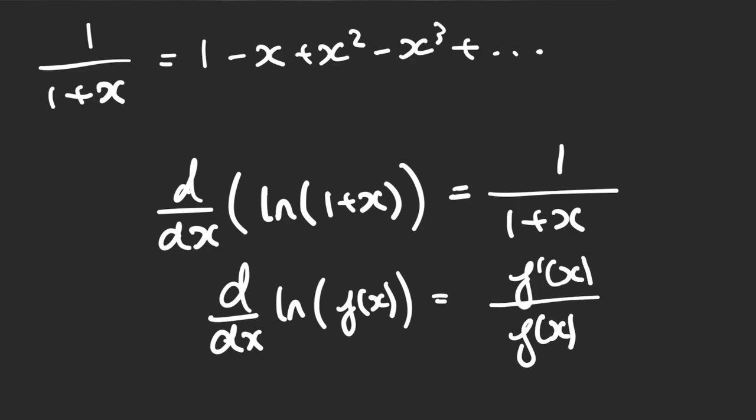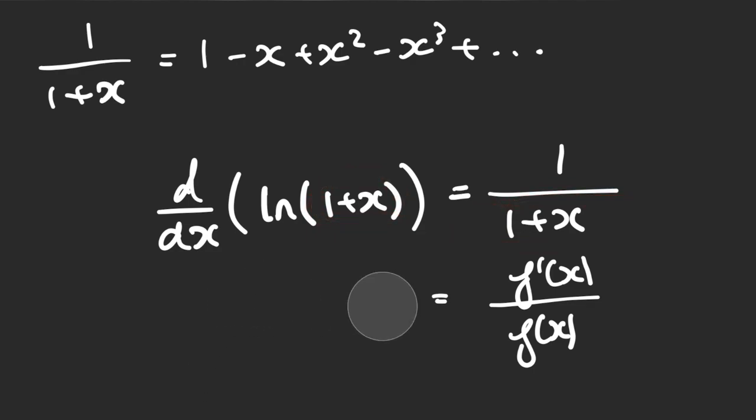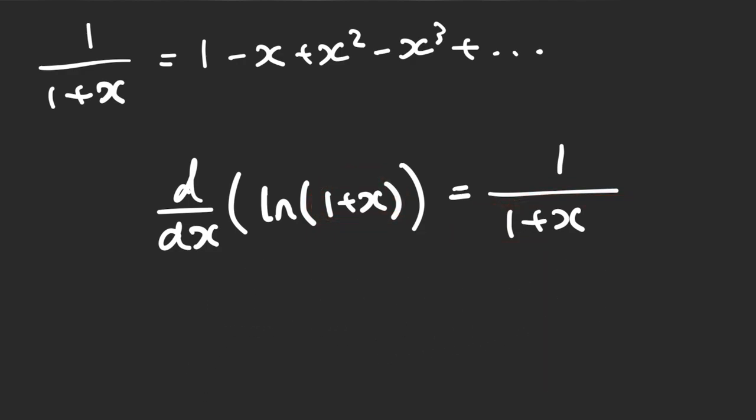The derivative of 1 plus x is of course just 1, so we've got 1 at the top of the fraction here, and then f of x, so the thing inside of the ln, just goes down to the bottom. So if you differentiate ln of 1 plus x, you get 1 over 1 plus x. So this is good, because if we're starting with 1 over 1 plus x, we need to work backwards to get to that ln of 1 plus x.